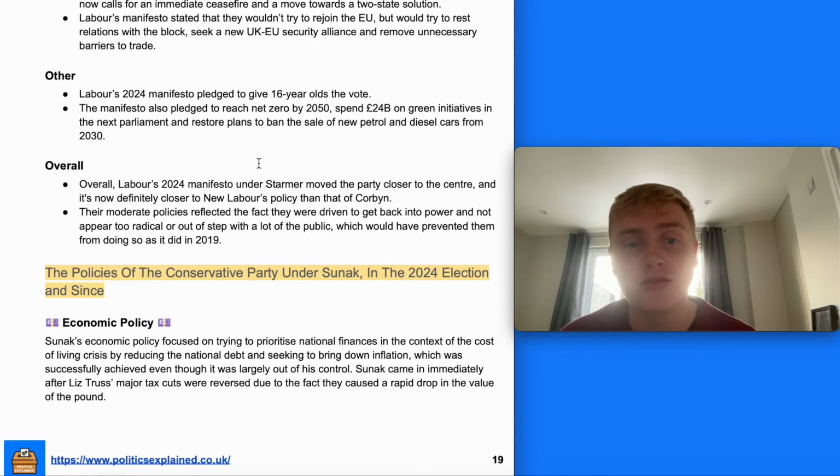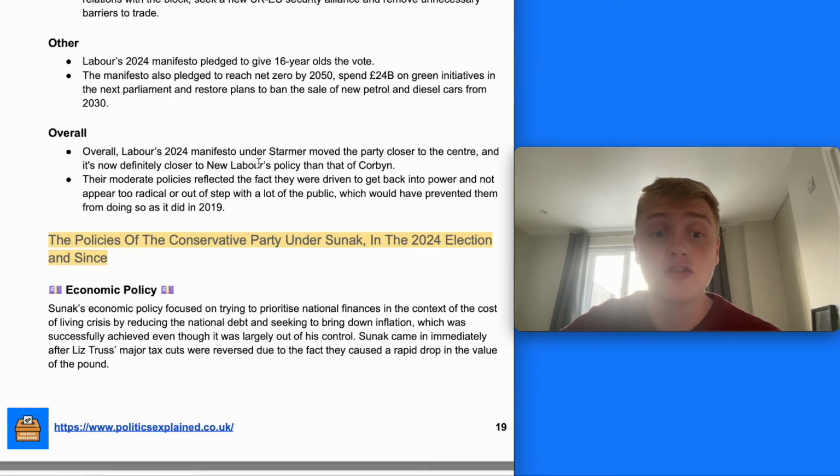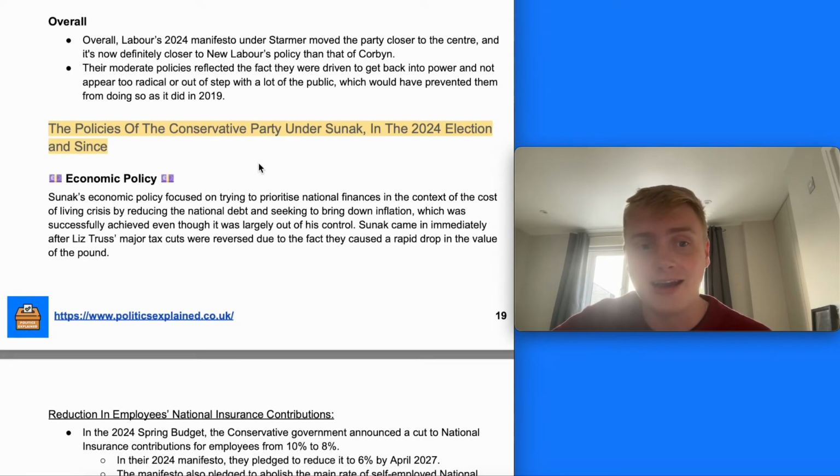Their moderate policies reflected the fact that they were driven to get back in power and not to appear too radical or out of step with public opinion, which would have prevented them from doing so, as it did in the 2019 election. Moving on now to the policies of the Tory party under Sunak in the 2024 election and since, first looking at economic policy.